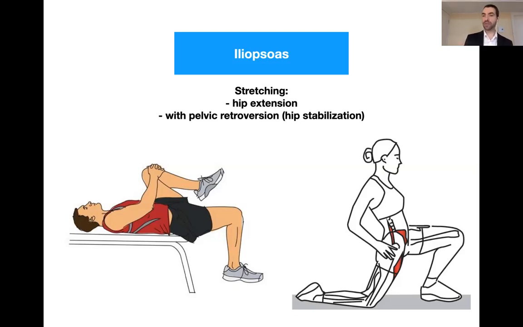So you need a hip extension and a pelvic retroversion, or for hip stabilization, right? So both of these positions will work well, and you can do that for the patient, or you can do a home exercise. So you can teach the patient how to do those exercises at home too, so to avoid the trigger point coming back. All right, okay.